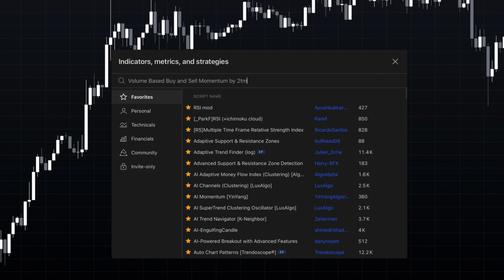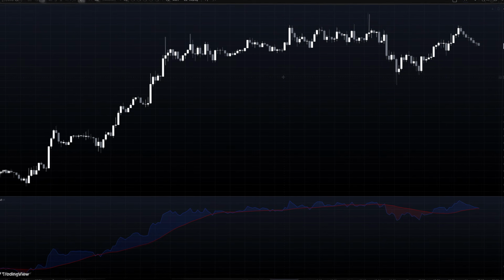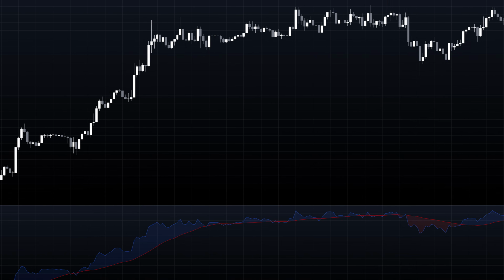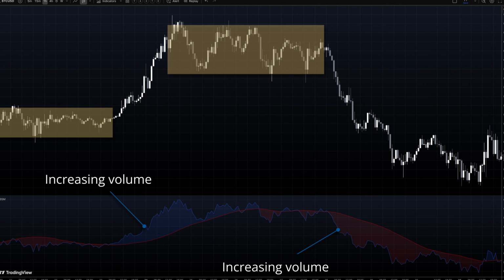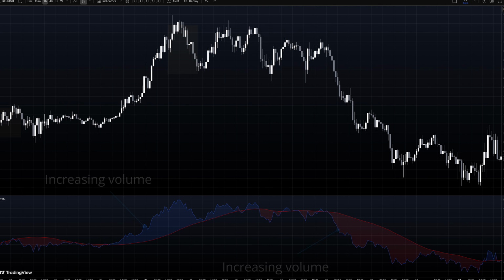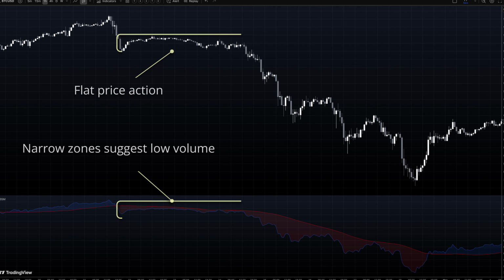Volume-Based Buy and Sell Momentum by 2TM, created by Sion. This indicator combines volume analysis with price rate of change to measure buying and selling momentum based on relative volume changes. The indicator separates price movements into 2 distinct components based on whether they occur on increasing or decreasing volume. The calculation methodology tracks the cumulative rate of change, ROC, of price, but segments this accumulation based on volume behavior.